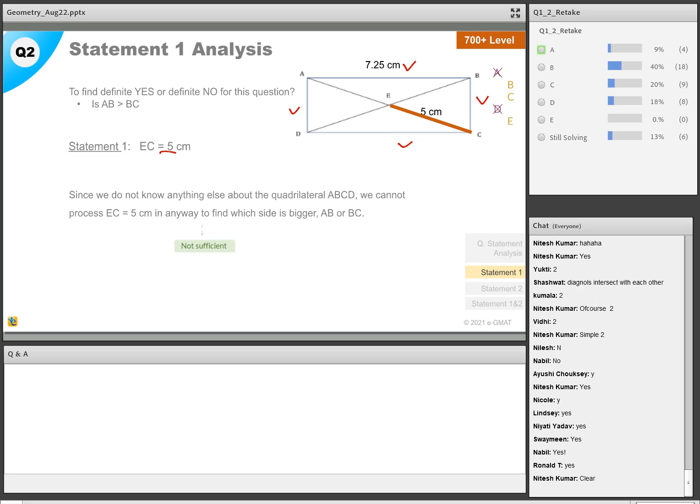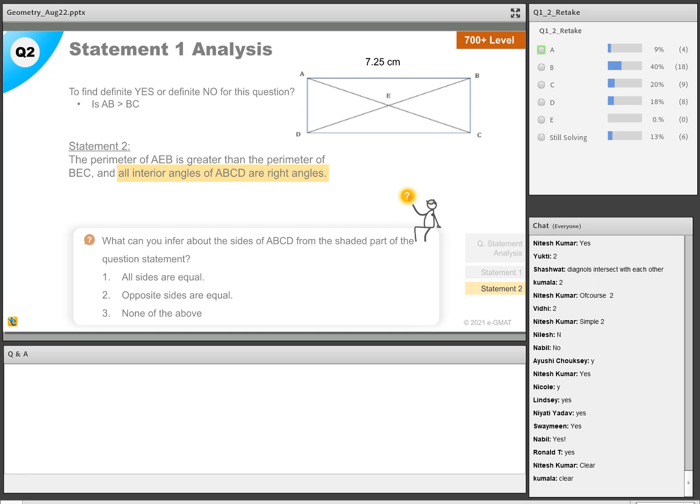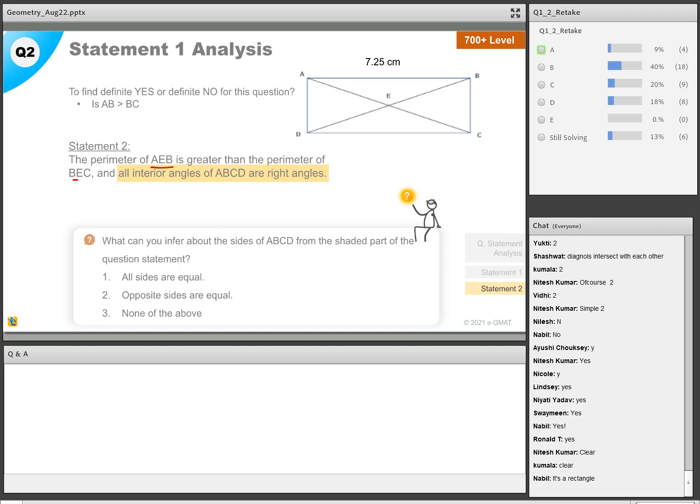Perfect. Let's move on to the next statement. The second statement tells me that the perimeter of AEB is greater than the perimeter of BEC, and all interior angles of ABCD are right angles. Now, if all interior angles are right angles, which of these three options can you tell me?